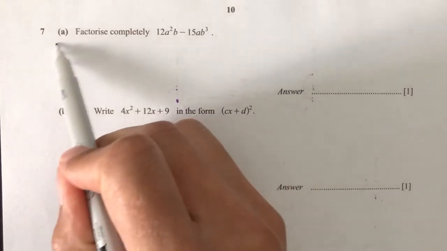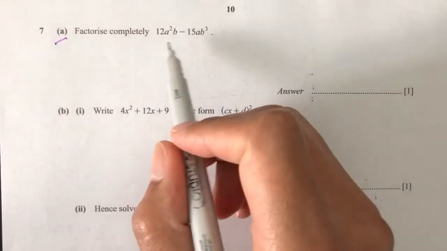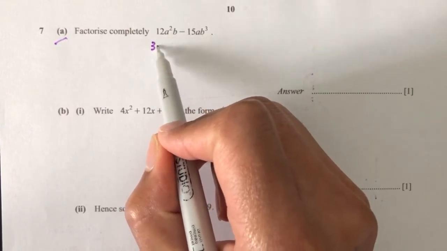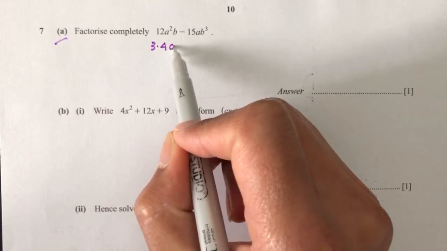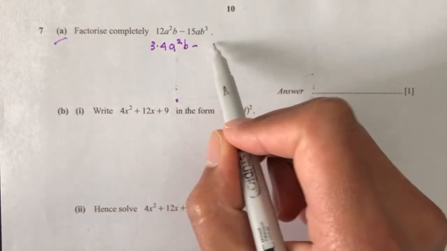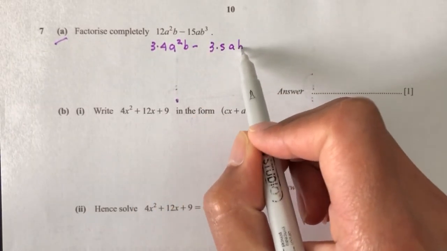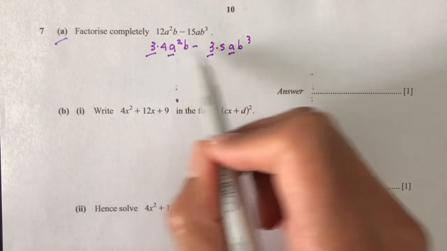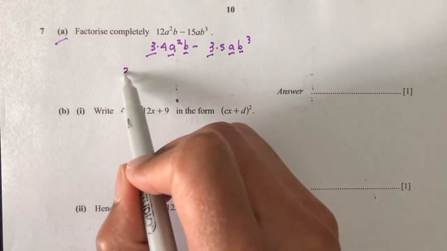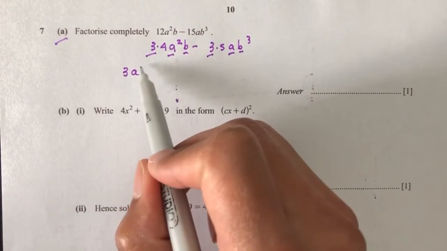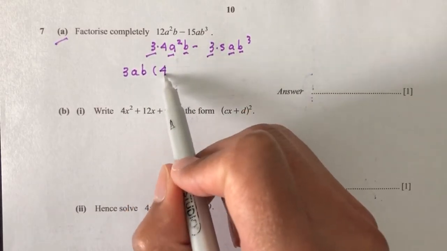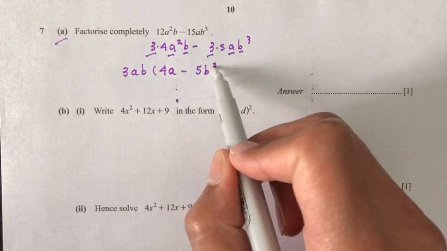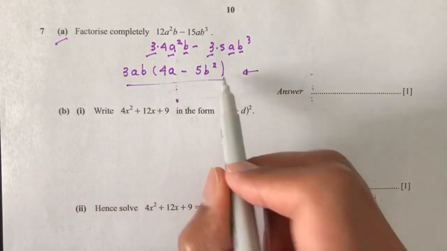Question number 7, part A. Factorize this equation completely. So what is common here? 12, we know 12 it is 3 times 4a square b minus 3 times 5a b cubed. So this is common, this is common, this and this, and this and this. So we take it out, we have 3, a is common, and b is common. So remaining will be 4a minus 5b square. This is your answer for part A.